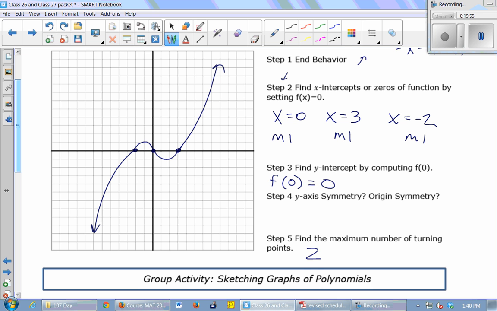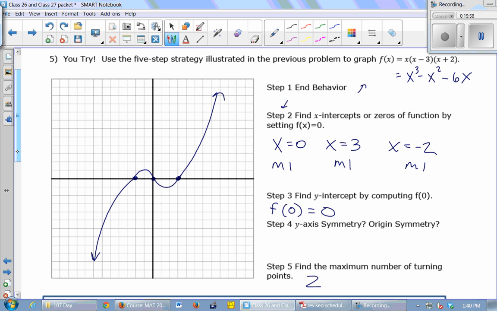Does this have any symmetry? No. It actually looks like it has symmetry the way I drew it, which means that's just because I can't be more accurate. This might go like this, and like this. And now it doesn't look symmetric anymore. And this one's at -2 and that one's at 3. And I could have known that there was no symmetry because all of my exponents are not even or odd. So this is no symmetry.